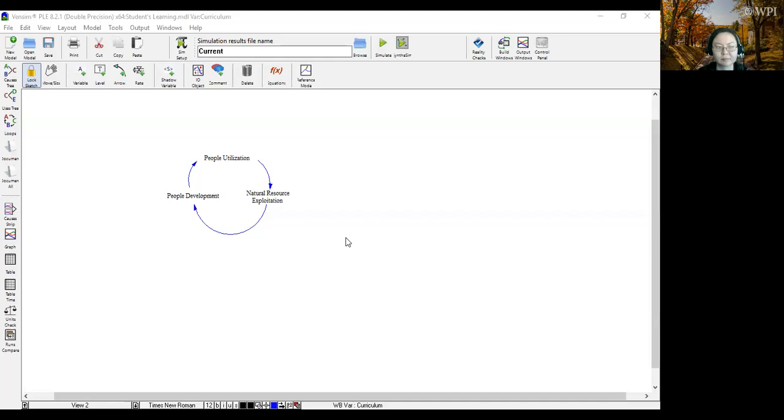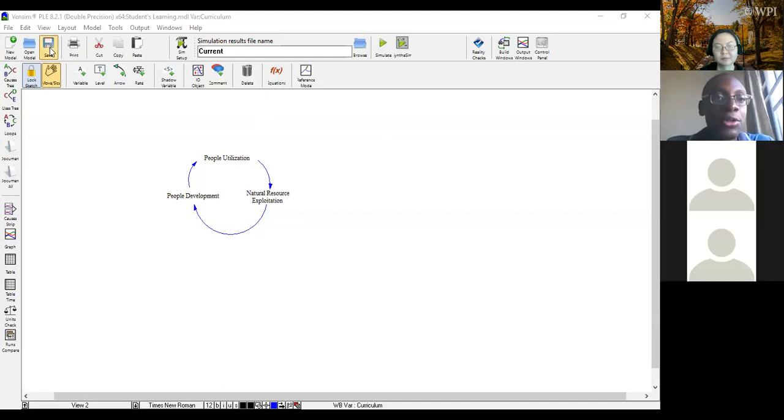So I created a small model. I'm just going to share my screen. Okay, I hope you can all see it. Just to clarify, I'm using Vensim Personal Learning Edition. This is my model. According to this model, when we exploit more resources, we have to develop more people. The more we develop people, the more we utilize them, and the more we utilize them, the more they exploit our resources. And so you have a reinforcing feedback loop. This is how the feedback process works.